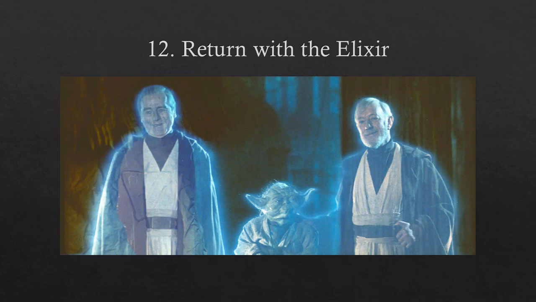So finally, return with the elixir. The hero gets back to the primary world, has learned and grown and changed. He has the sword or the elixir, the reward. So he doesn't go back to the regular world as the same person. And we see that at the end of Return of the Jedi, where the Empire has been defeated by the rebels. And it seems like, until the next movie, things are going to be back to normal for a little while. So those are the steps of the hero's journey.